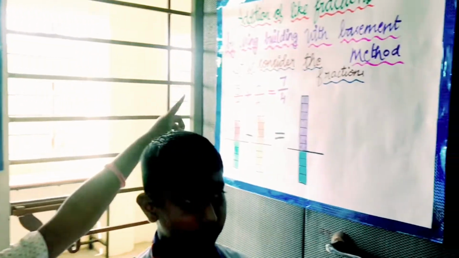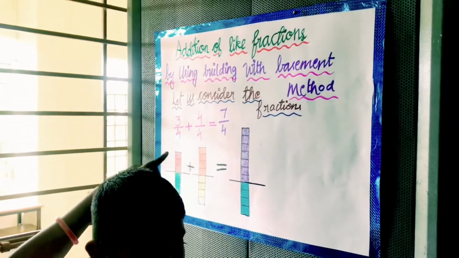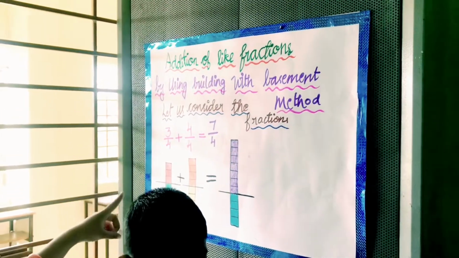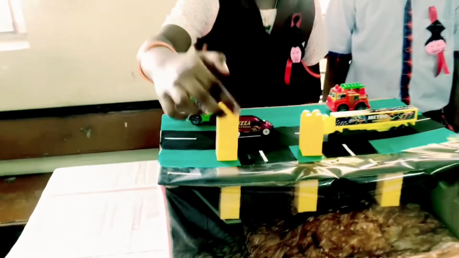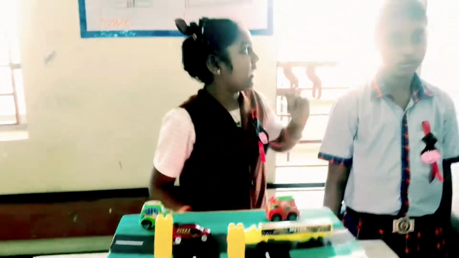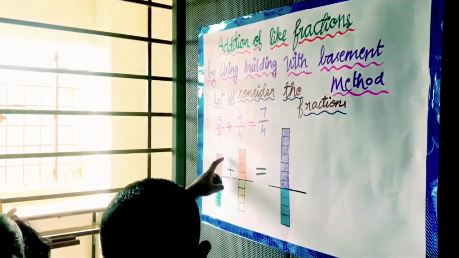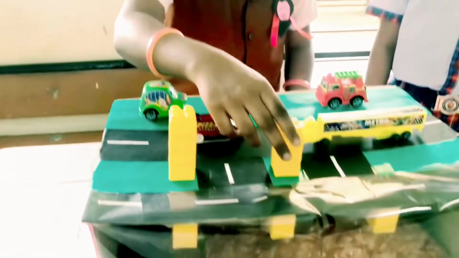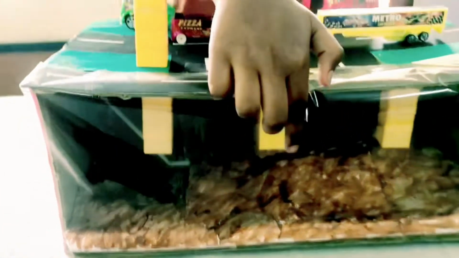Addition of like fraction. By using building with basement method, let us consider the first fraction 4 by 4. Here I have 4 rows and 4 basements. Then let us take the next fraction 3 by 4. Here I have 3 floors and 4 basements.